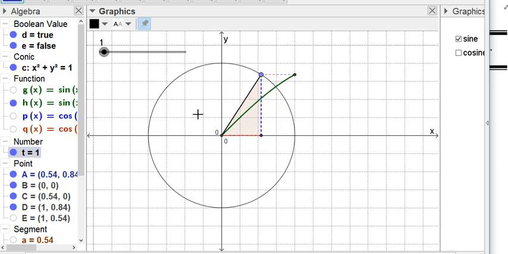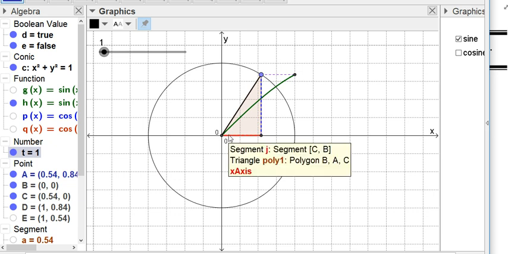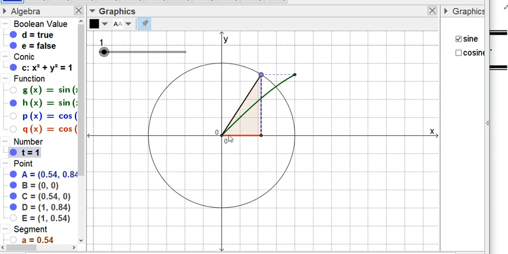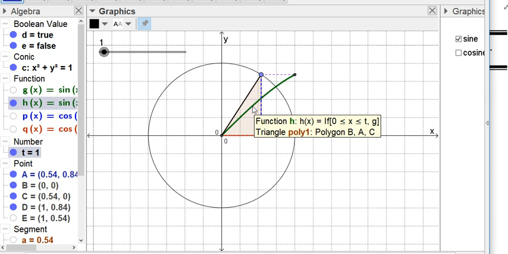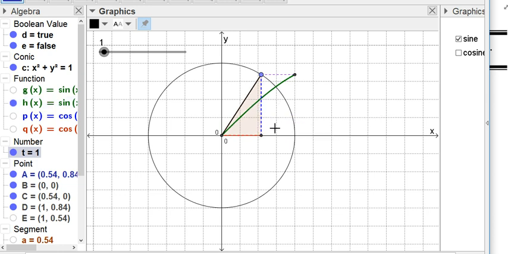Zoom in a little bit. Sine is opposite over hypotenuse. Remember, this is a unit circle, so the radius is one, which makes the math simple and allows us to realize that this line here is the opposite. So its length is just the sine of the angle. Don't worry if you don't see that yet. That's okay. You can take my word for it.